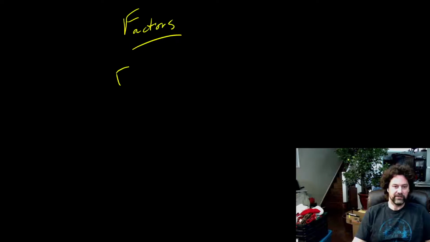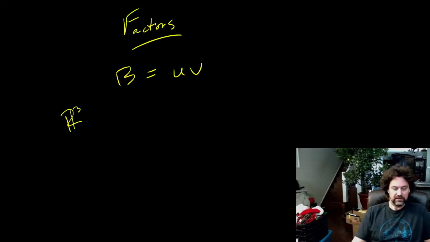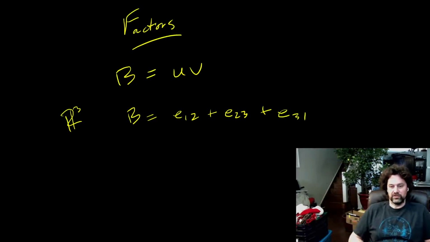So how do we find b equals uv given any b? And let's consider the R3 case. So if we have, let's say, b equals e12 plus e23 plus e31, so some combination of all of the unit bivectors, as an example.